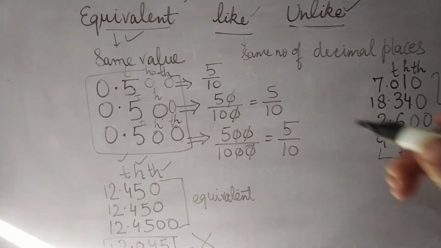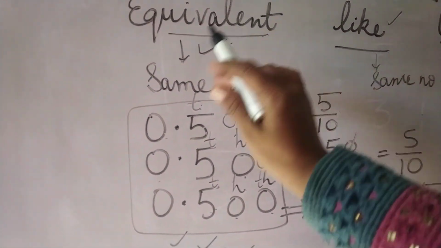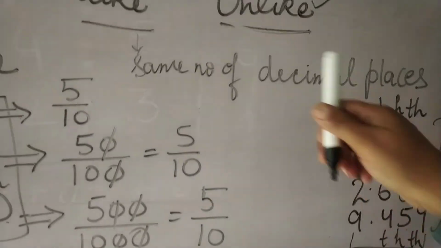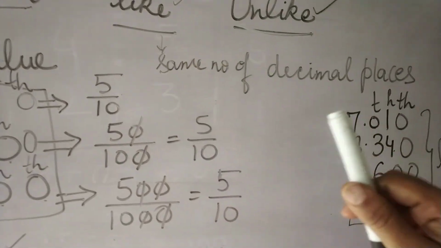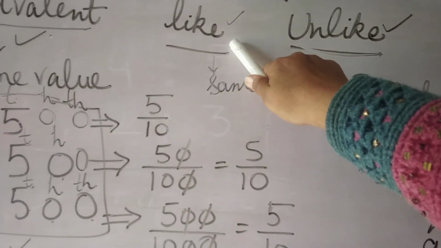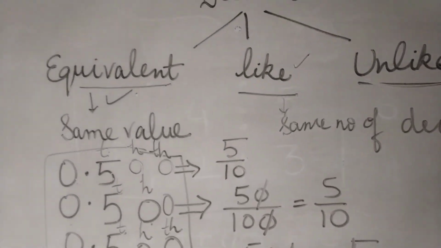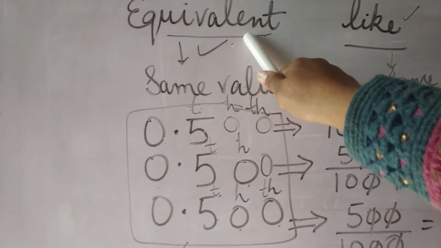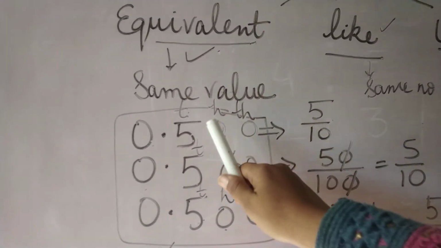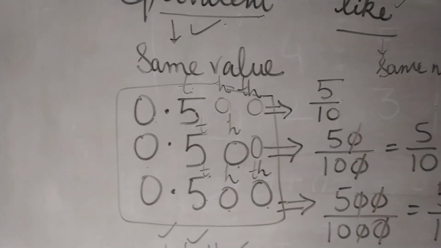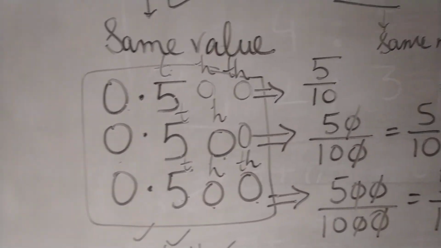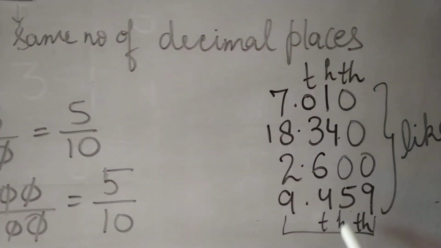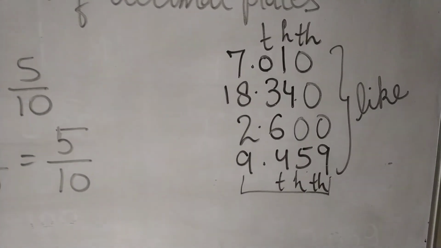Equivalent decimals have the same values while we are reading in terms of their places also. Like and unlike decimals: when they have the same number of decimal places, they are like decimals. So the equivalent decimals can be unlike, because their places can be different. And it is not compulsory that like decimals have to be equivalent also. Like decimals can be non-equivalent also. Clear?